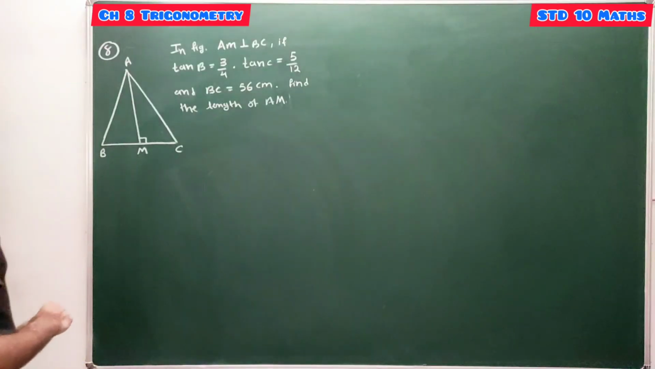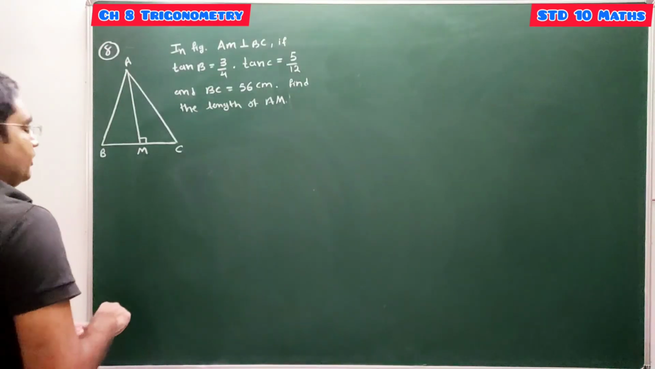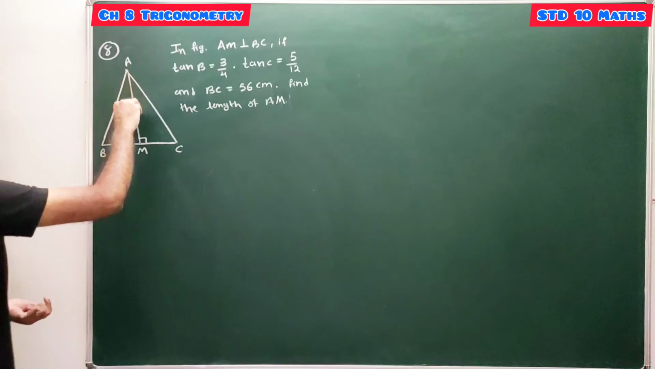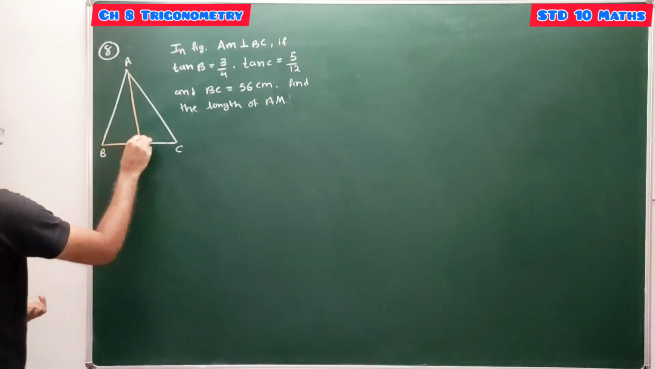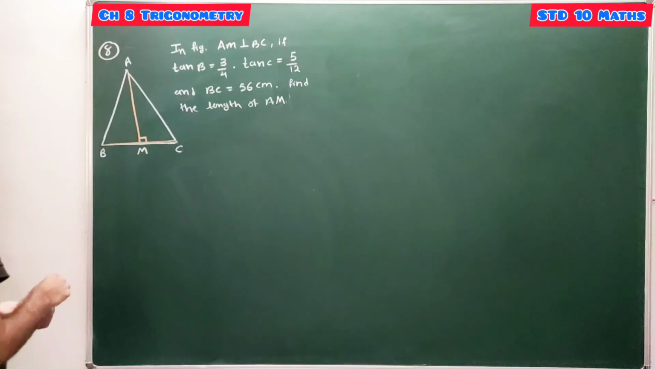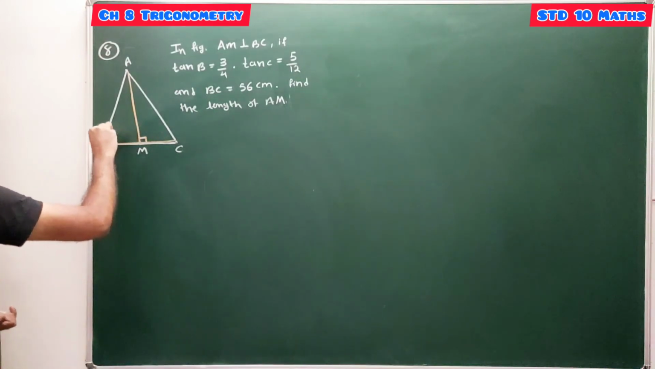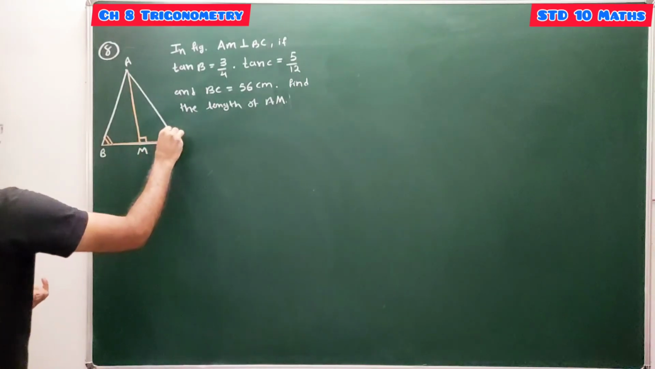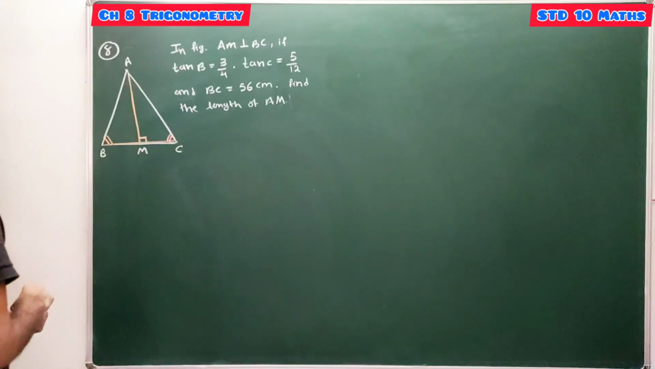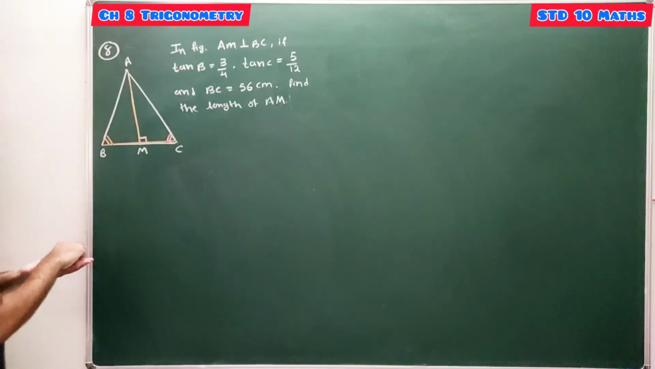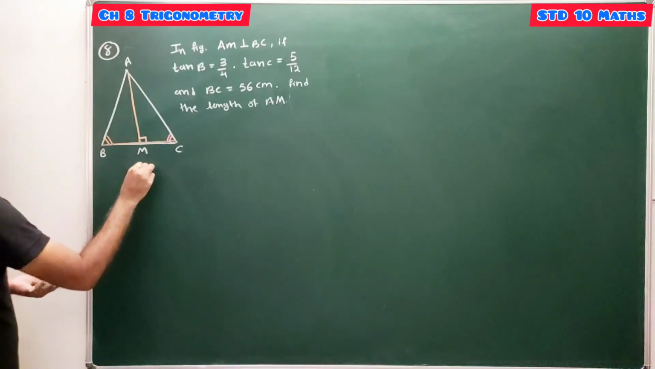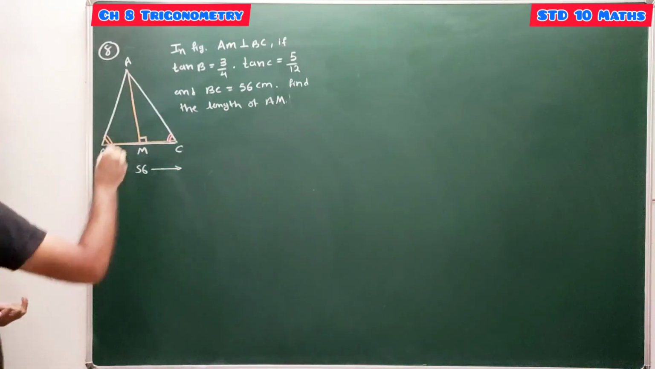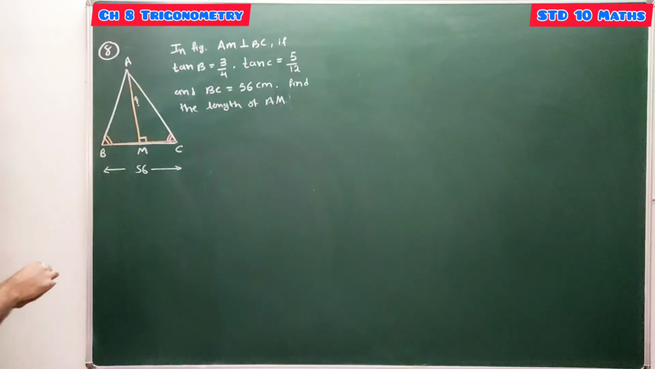Number 8. Here AM is perpendicular to BC. Triangle ABC is there and AM is perpendicular to BC. So AM is the altitude of this triangle ABC. Tan B is given, the trigonometric ratio for this angle B, and tan C, the trigonometric ratio for this angle C, is given. And the length of BC is 56 centimeter. So the total length of this base, 56 centimeter, is given. You have to find the length of AM. Base is given. Find the value of this height of the triangle.